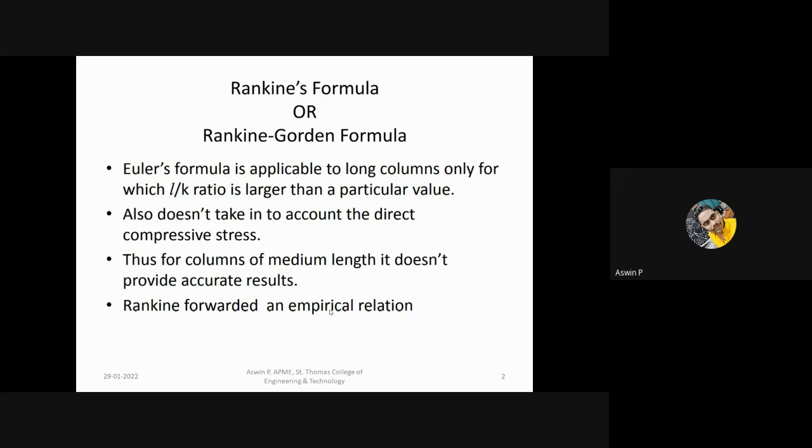And we are providing a Rankine equation, that's an empirical equation. This is not theoretically derived, it's a practically derived one, that is we have this equation by empirical formula. So please note down this one. Heading is Rankine formula.